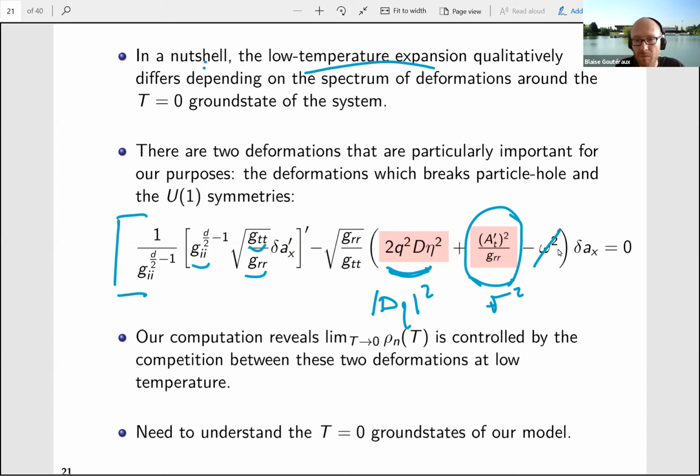So I can roughly call these two deformations the particle-hole symmetry breaking deformation and the U1 symmetry breaking deformation. And what our computation shows is that the zero temperature limit of rho n is actually controlled by the competition between these two deformations at low temperatures. So we need to check which of these two deformations dominates, which one is the least irrelevant. But this will depend on the ground state of our model. And so for this, we need to understand the ground states of this holographic system.